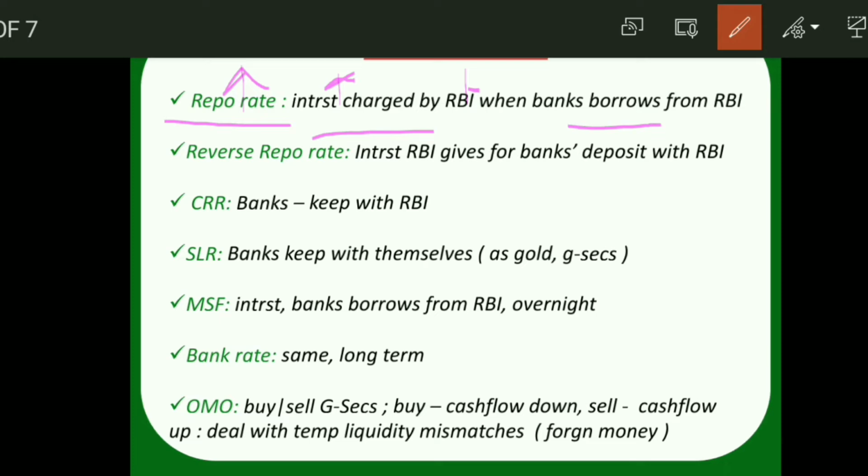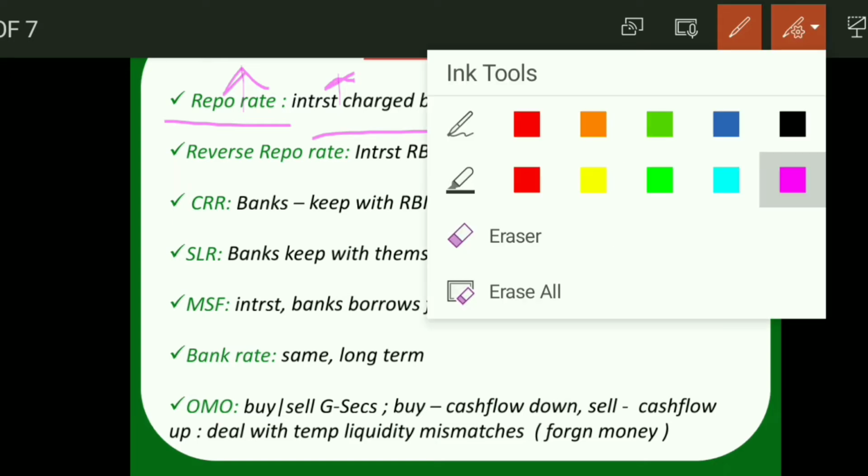Thus the effective money in the hands of banks is decreasing, which means they don't have much money to lend to the market, to the businessmen, to the common people. Okay, so the overall cash flow in the economy is decreasing when repo rate increases. What happens when the overall cash flow in the economy decreases? Inflation also decreases. Understand?